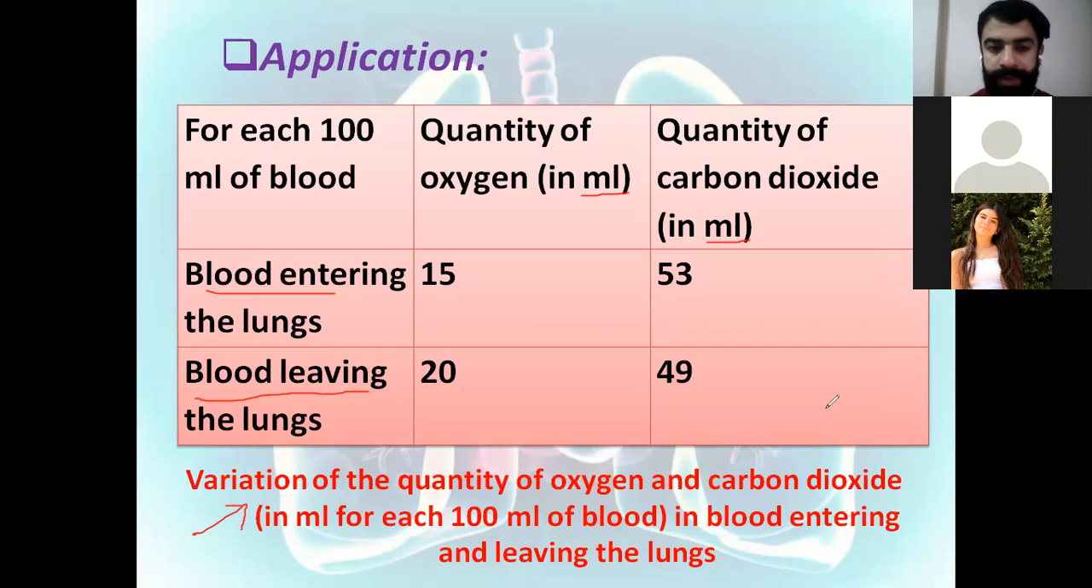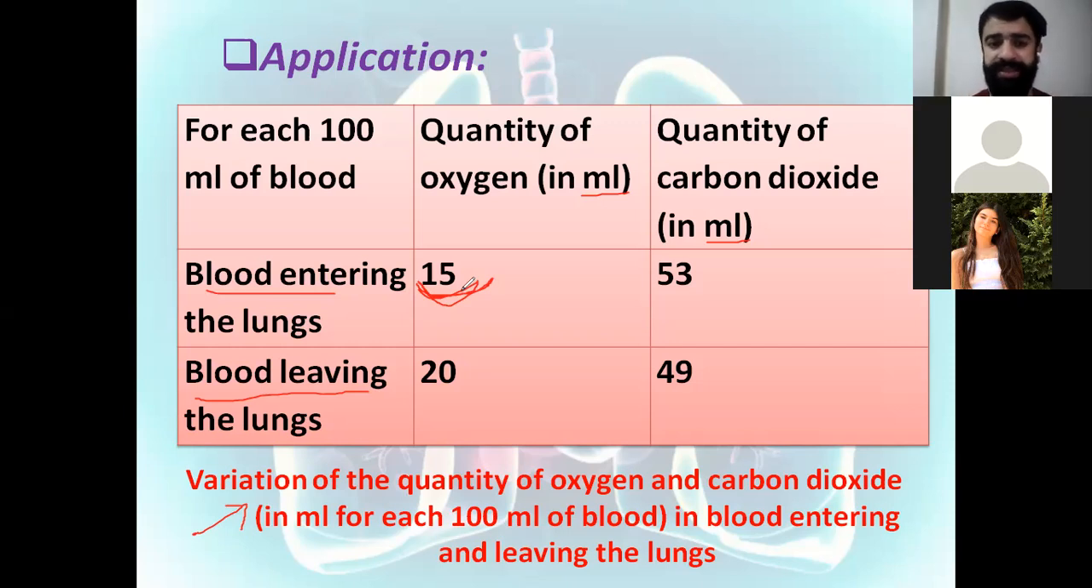So here the quantity of oxygen in blood entering the lungs is 15, while the carbon dioxide is 53. You have to use the unit, Laris. Pay attention. What did you say? You have to use the unit. 15 what? 15 milliliter. Excellent. So pay attention, Laris.